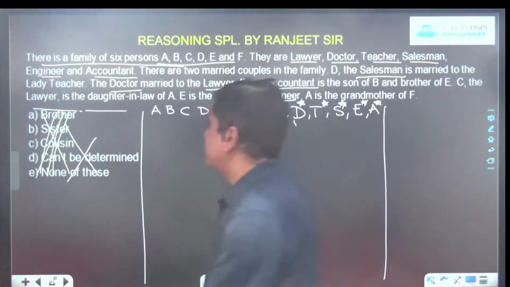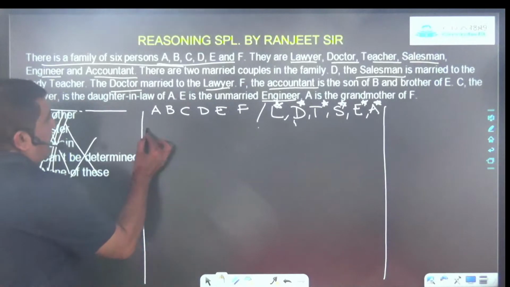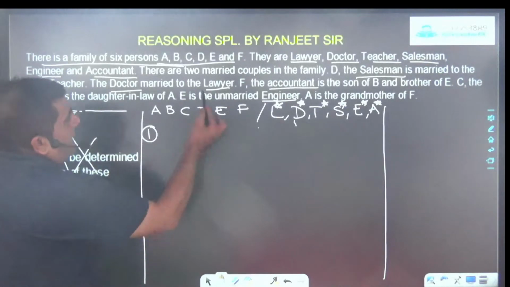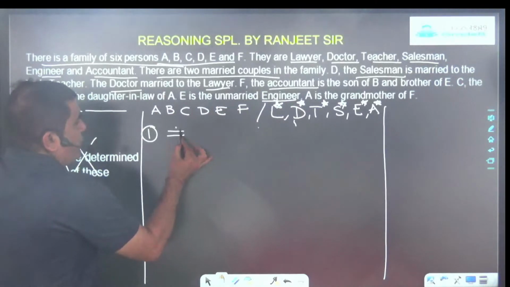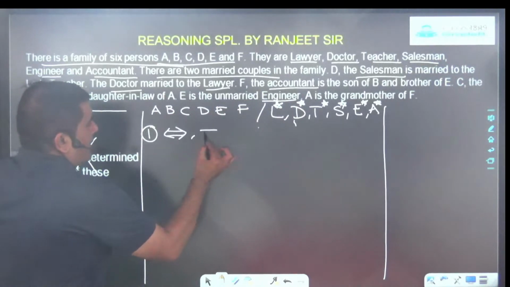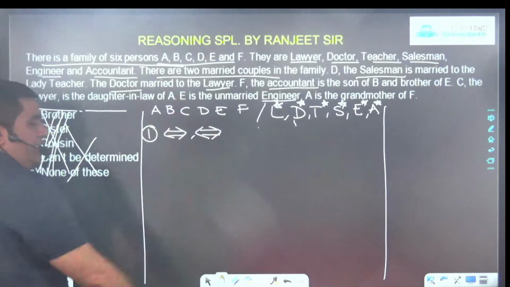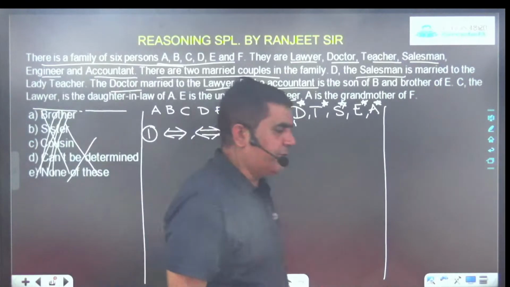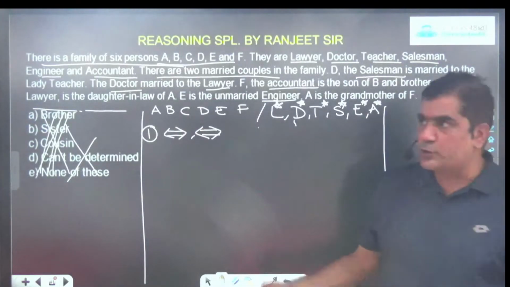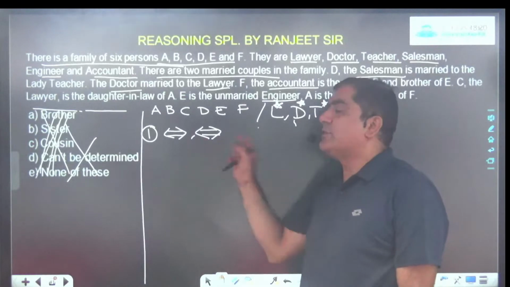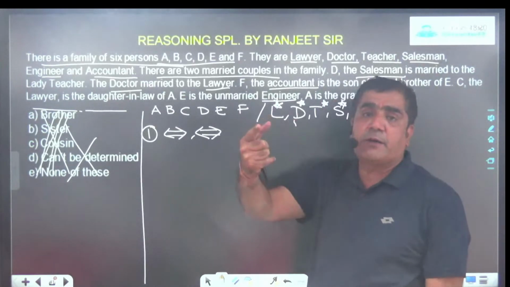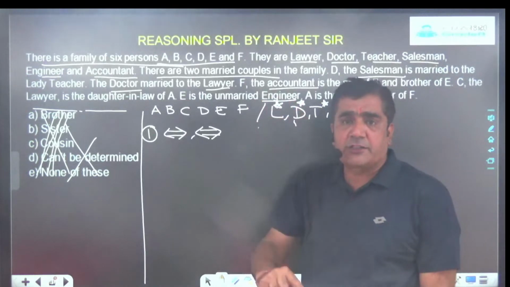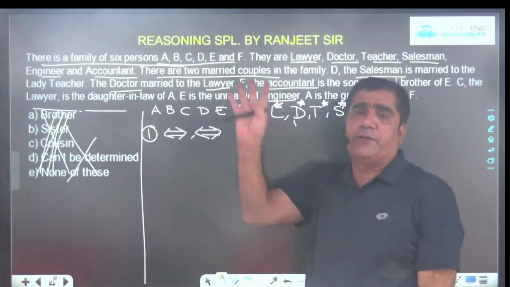Now, let's go for statement number 1. See here they are saying there are 2 married couples in the family. Means in the family tree we will have 2 symbols like this. Now it's too early to comment where these 2 symbols are going to come, whether in generation number 1 or generation number 2. It's too early to comment on this, so leave it.